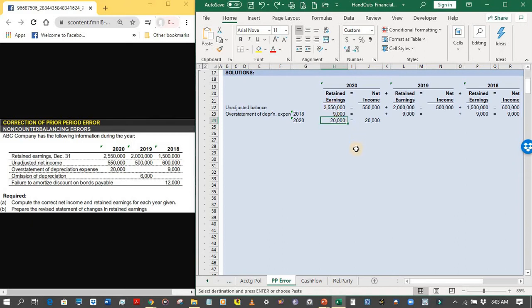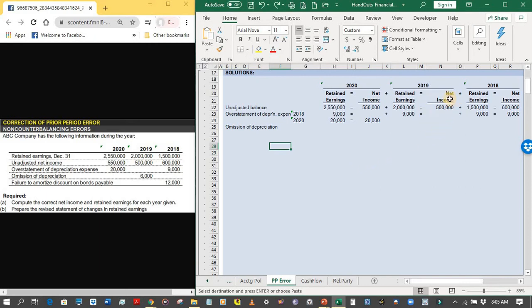After the overstatement of depreciation expense, let us now proceed to another error on depreciation, but in 2019. That is an omission of depreciation. When we say omission, it means that the depreciation expense was not recorded, and that is for 6,000 pesos. If the depreciation expense is not recorded, it means that the depreciation is understated. And since expense and net income have an inverse relationship, the understatement of depreciation will result in the overstatement of the net income.